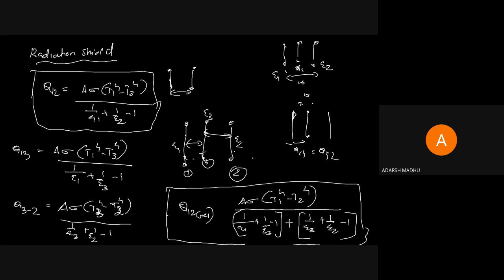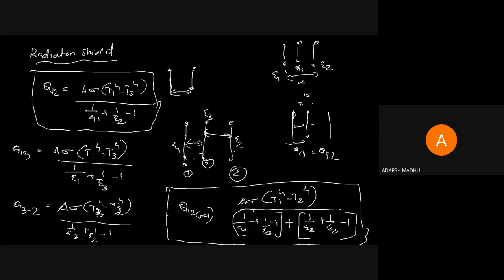If a radiation shield occurs, Q12 net equals A sigma (T1 raised to 4 minus T2 raised to 4), that is 1 to 2, divided by the emissivity factors of 1 to 3 plus 3 to 2. This is what we wrote in the last class. So this Q12 net is the heat transfer equation with respect to the radiation shield, and this is the Q12 without the radiation shield.